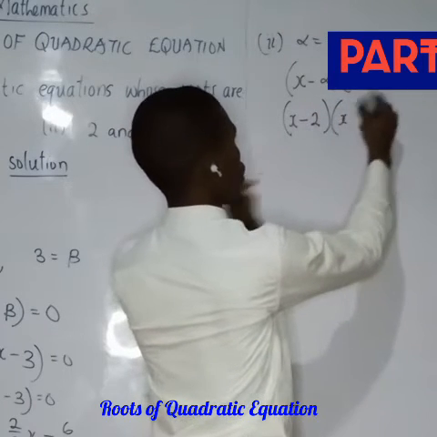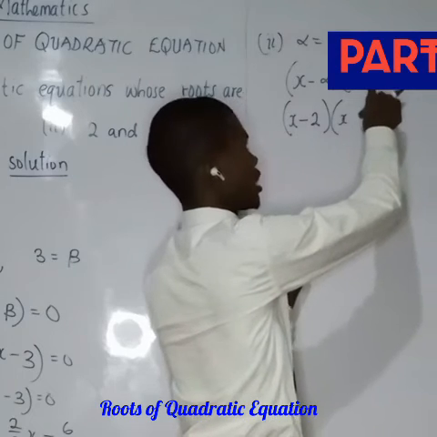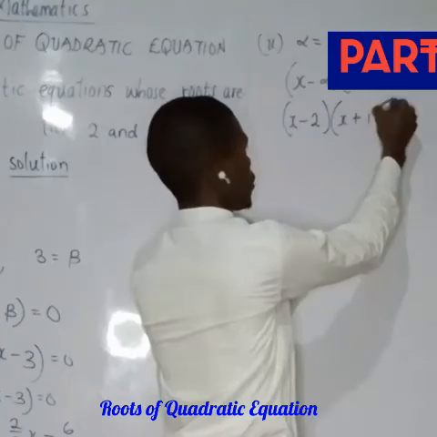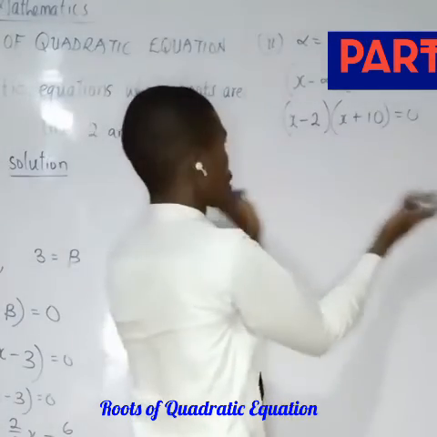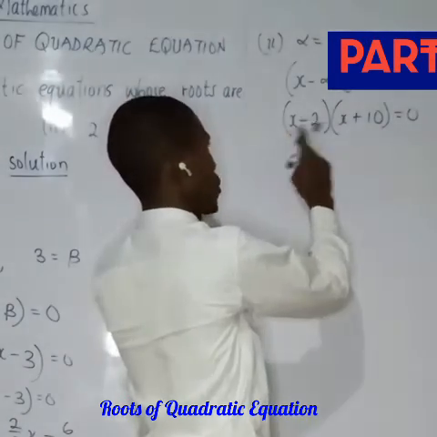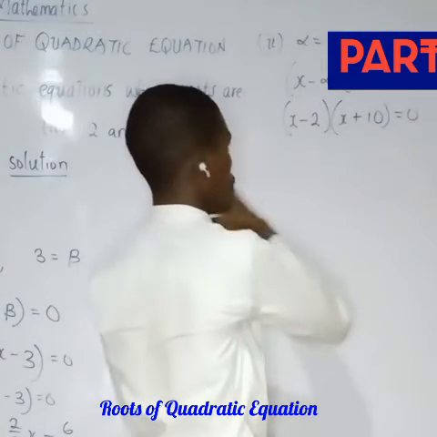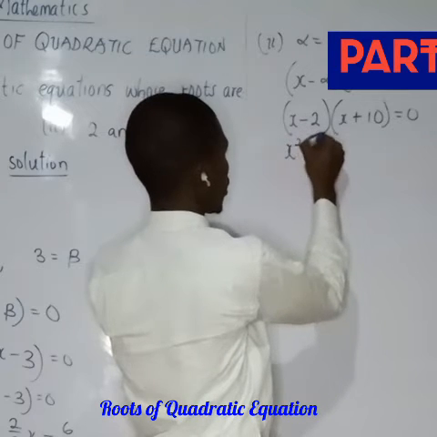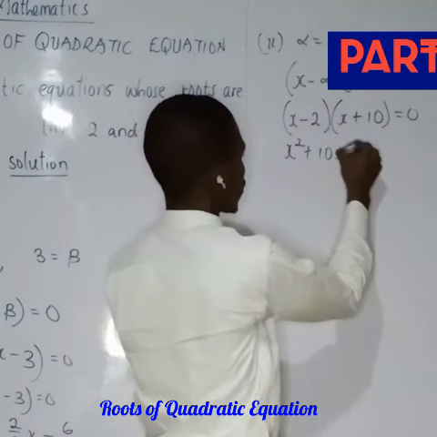Open bracket, x. This is a negative 10 already. Negative 10 times negative here is going to be a positive 10. So I'm going to have a positive 10 here, then equal to 0. Then I'm going to clear the brackets by multiplying what I have here by the whole of this and this by the whole of this, just like I did in the first question. So x times x here should give me x squared. x times plus 10 here should give me plus 10x.